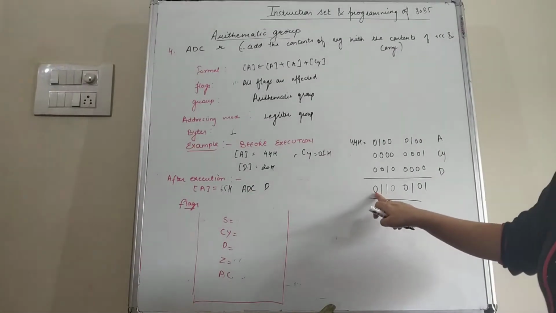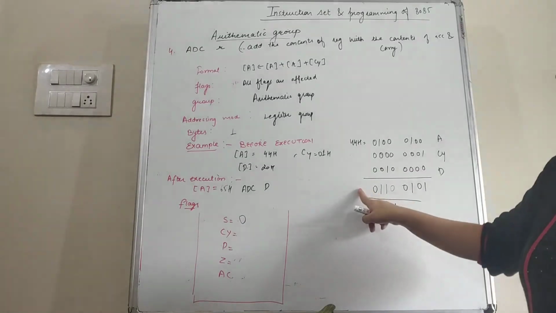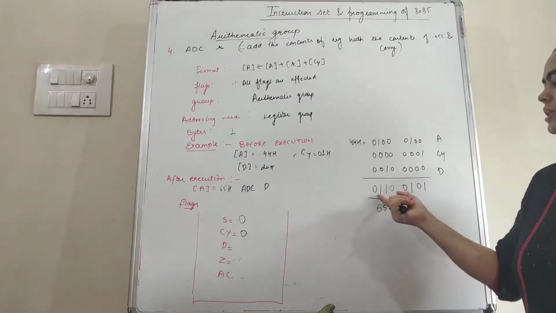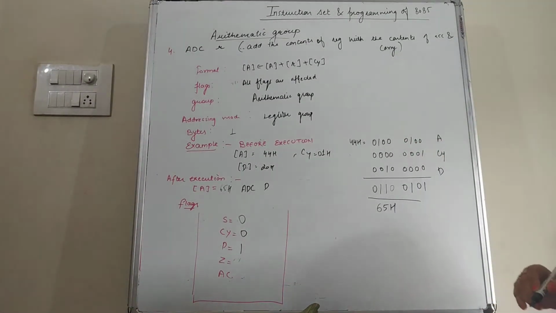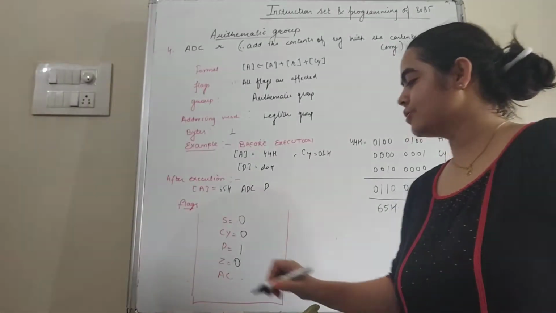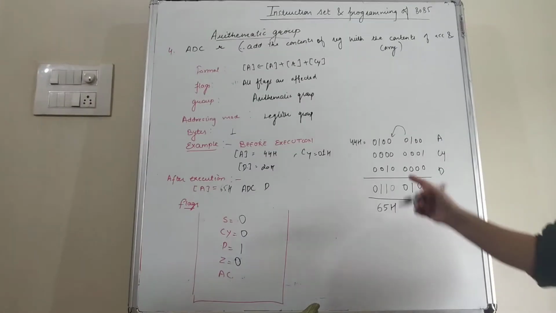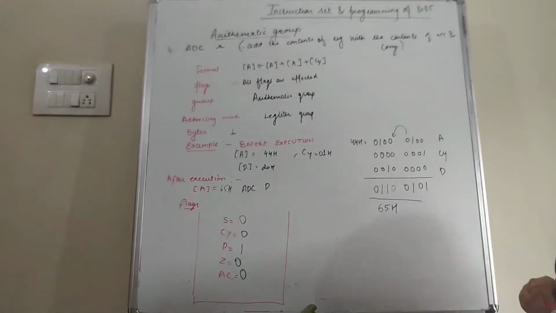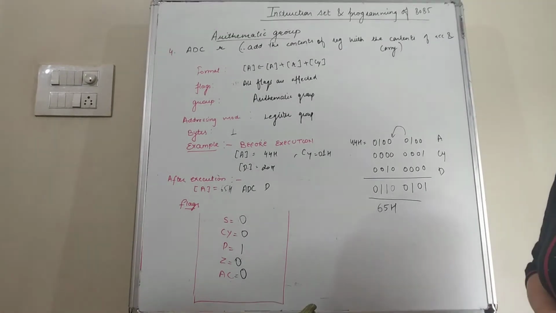Sign flag. Here MSB is equal to 0, that means sign flag is having value 0. Carry flag, no ninth bit is generated, that means carry flag is 0. Next is parity. There are even number of ones in the result, that means parity flag is set. Zero flag. So the answer is non-zero, that means we can reset the value of zero flag. Next is auxiliary flag. So there is no carry generated from the lower nibble to the higher nibble, that means we can reset the auxiliary carry flag. So this is the result after execution of the instruction ADC D.